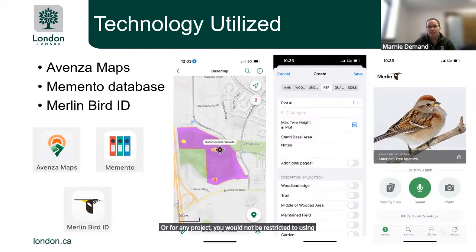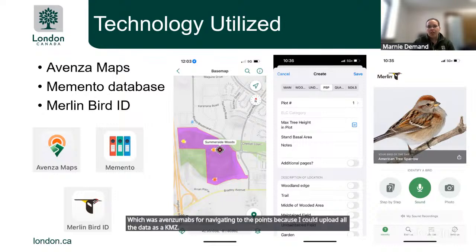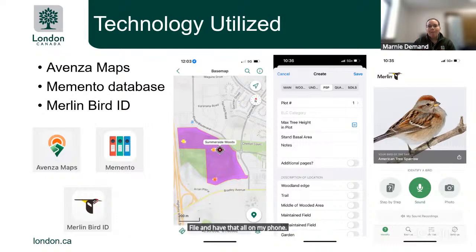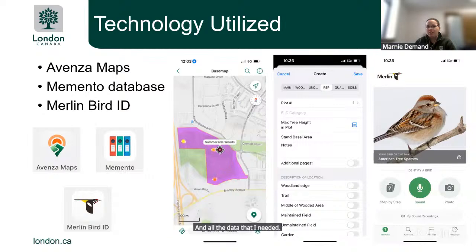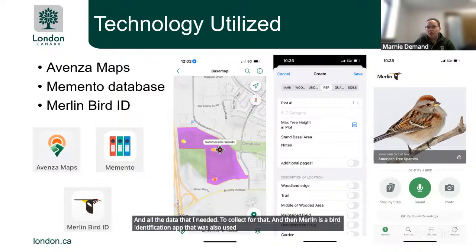They're just what I found convenient, which was Avenza Maps for navigating to the points, because I could upload all the data as a KMZ file and have that all on my phone. I used Memento database, which was just a blank database to start with that I could fully customize to put in all the fields and all the data that I needed to collect. And then Merlin is a bird identification app that was also used to record bird calls. And then from that, I included a list at the woodland level of the birds present that were observed within the Merlin app.